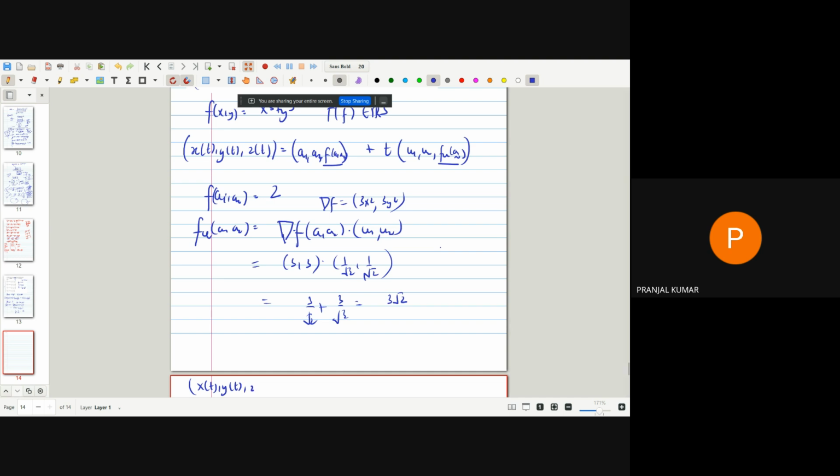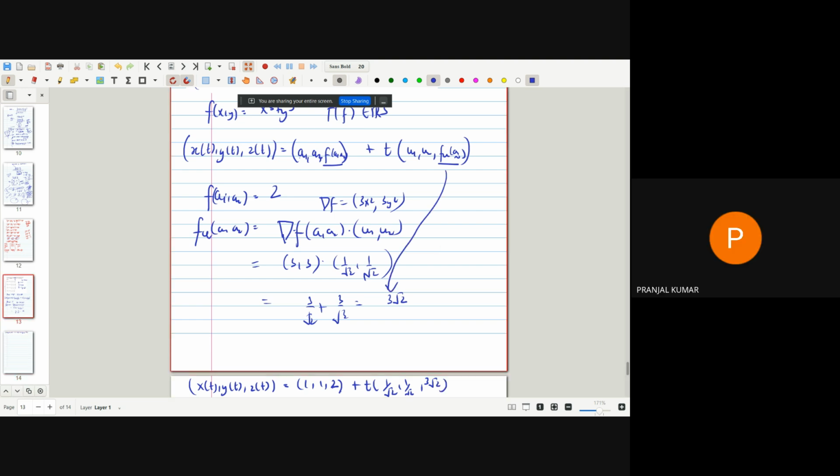yt zt is equal to 1 comma 1 comma, so a1 is 1, a2 is 1, that is the point in question. f of a1 a2 is 2, plus t times u1. What is u1? u1 is 1 by root 2, 1 by root 2 and 3 square root 2. So fu is 3 square root 2, right?